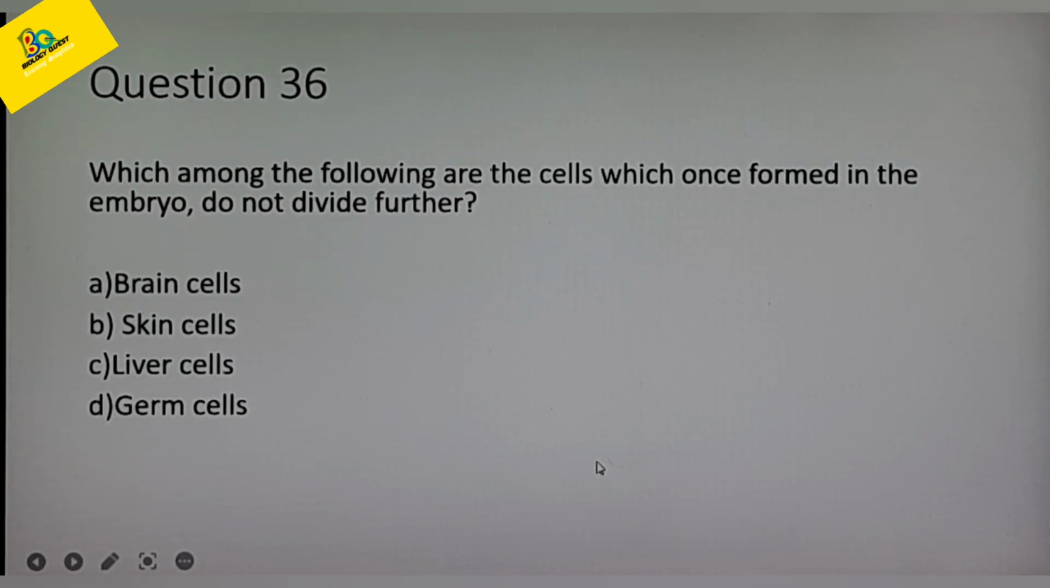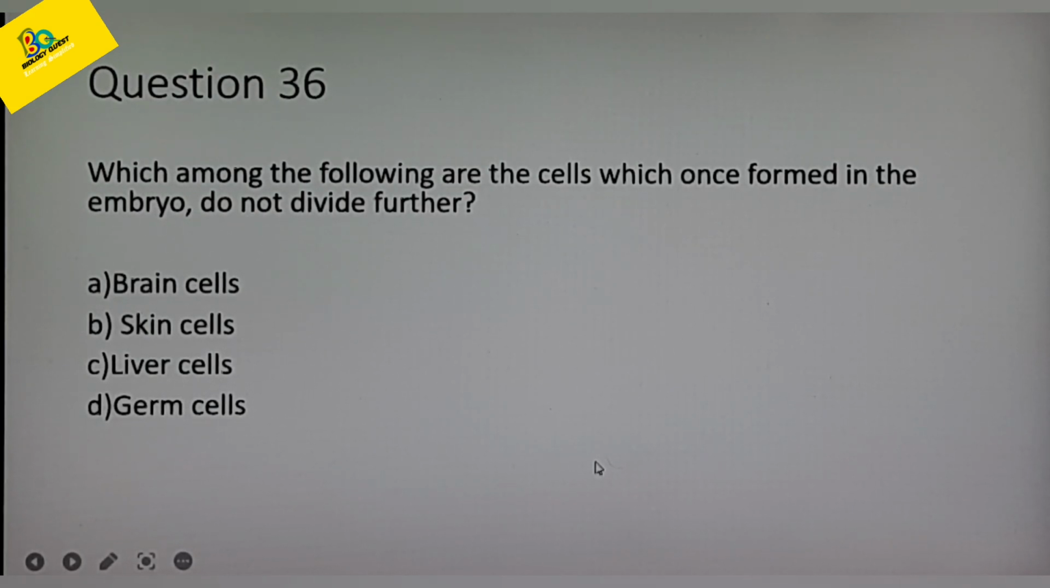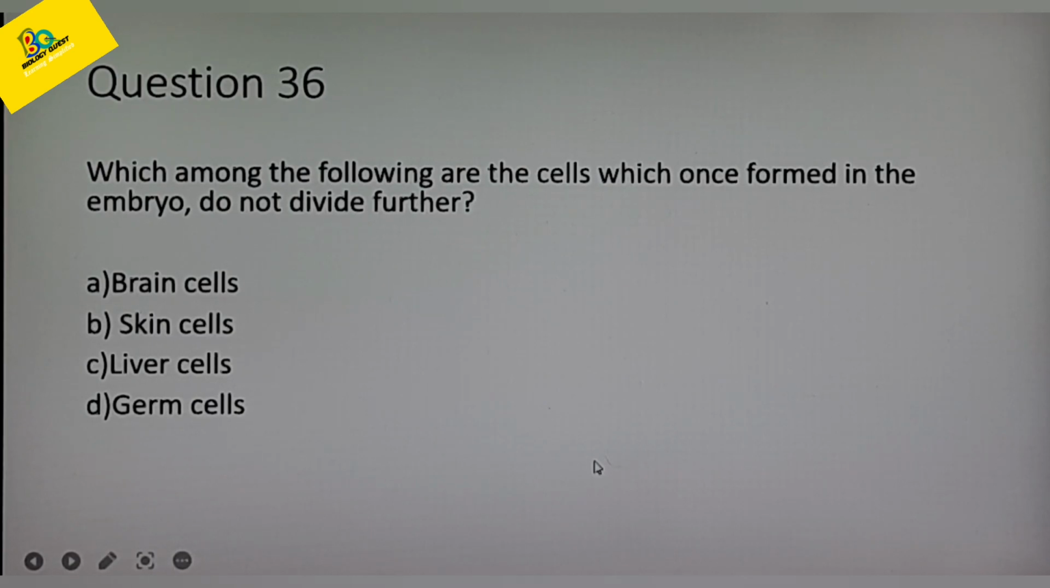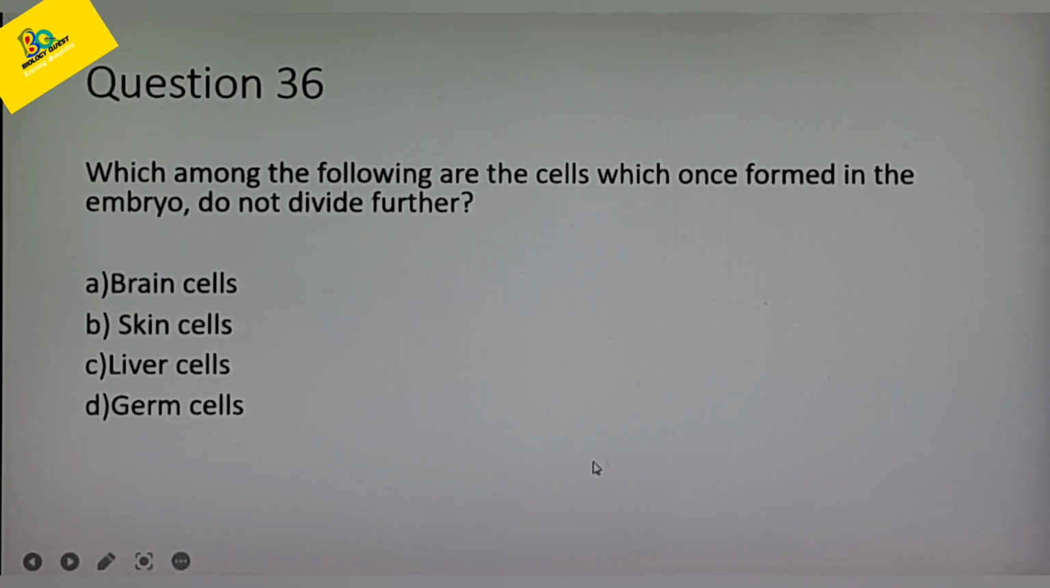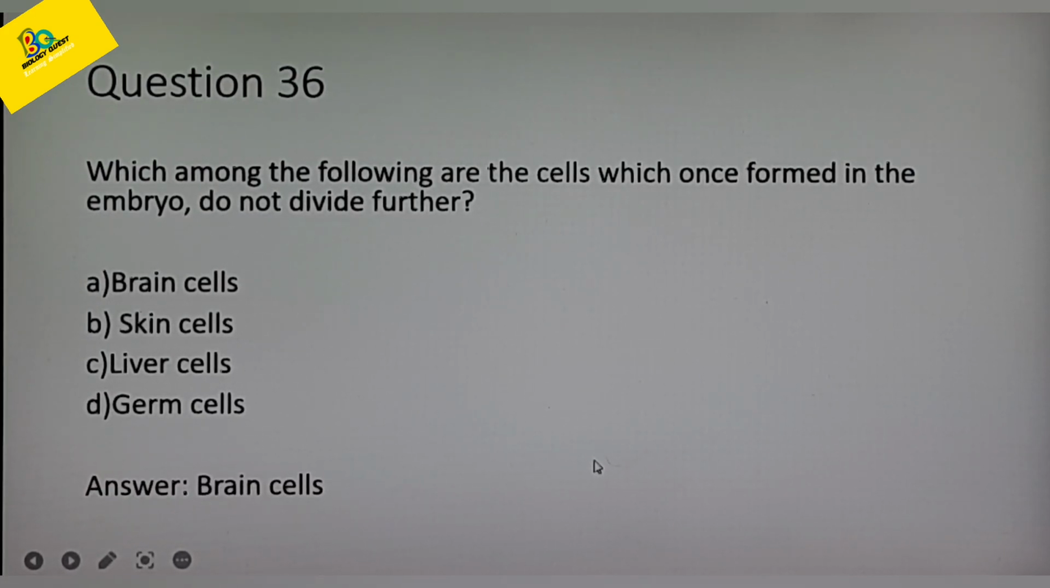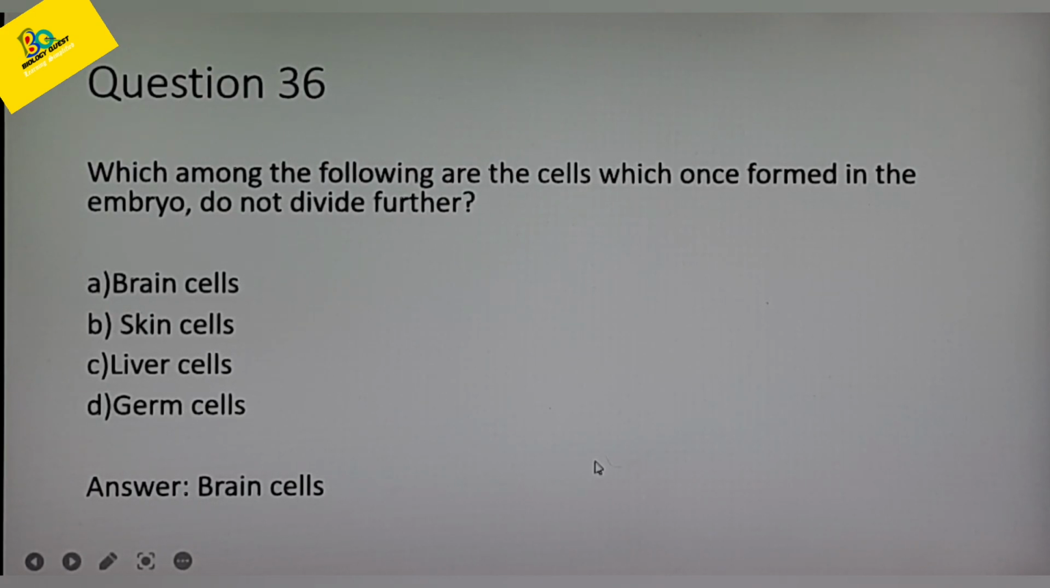Next question. Which among the following are the cells which once formed in the embryo do not divide further? Options are brain cells, skin cells, liver cells, germ cells. Which is the correct answer? Which once formed in the embryo, they do not divide further. The correct answer is option A, brain cells. Okay, brain cells or the nerve cells do not further divide. Once they are formed in the embryo, they do not divide further.